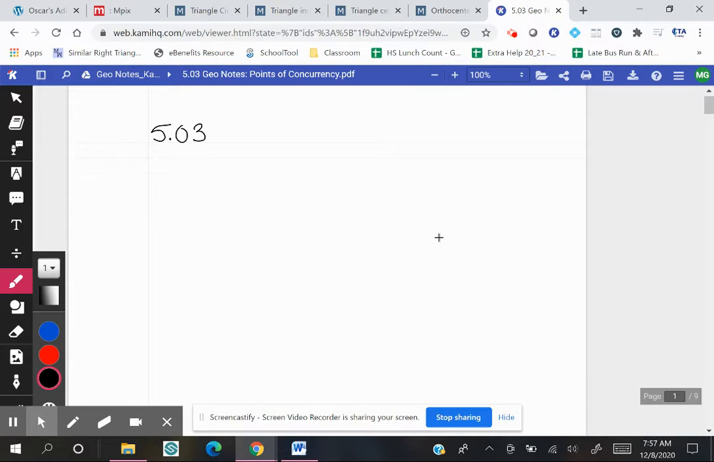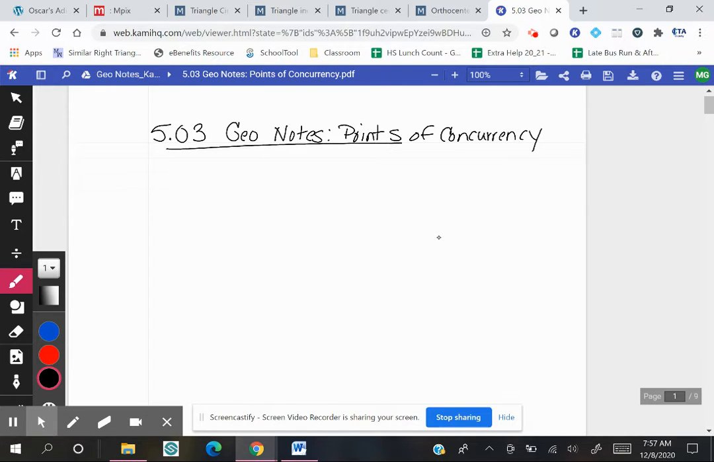Hello, we are on 5.03 today, and today we're going to be talking about points of concurrency, which is a lot of vocabulary and some memorization with that as well.